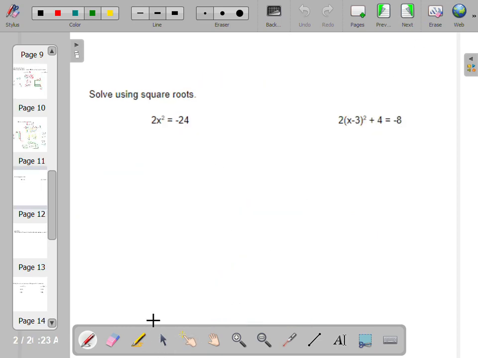Solve using square roots. So you want to isolate the squared term. Do not square root yet. First, divide by 2. X squared equals negative 12. Once you have the squared term by itself, you can square root both sides. X equals plus or minus.